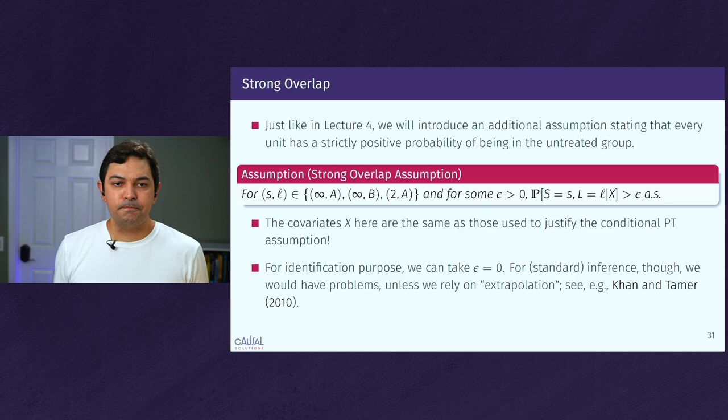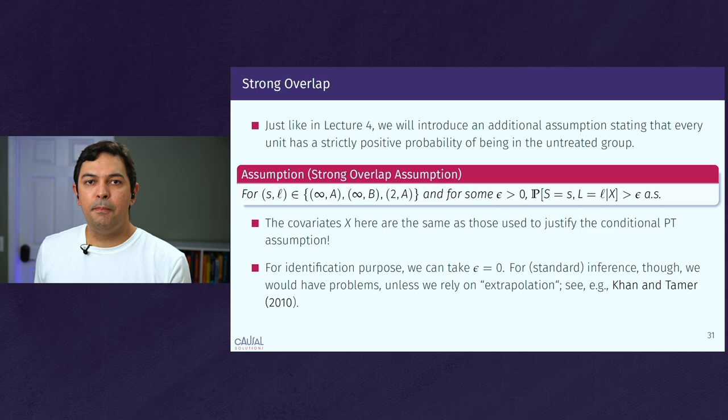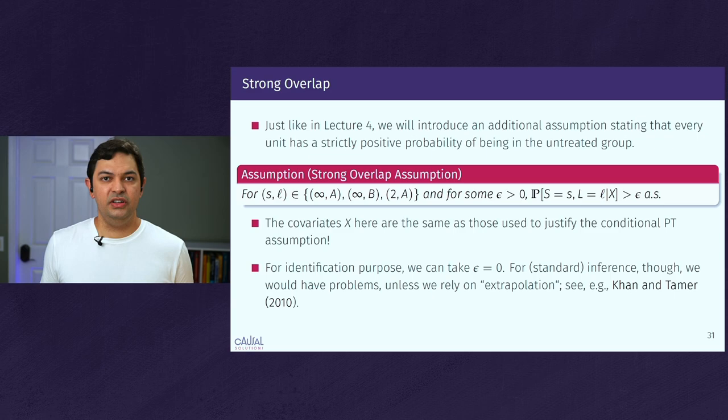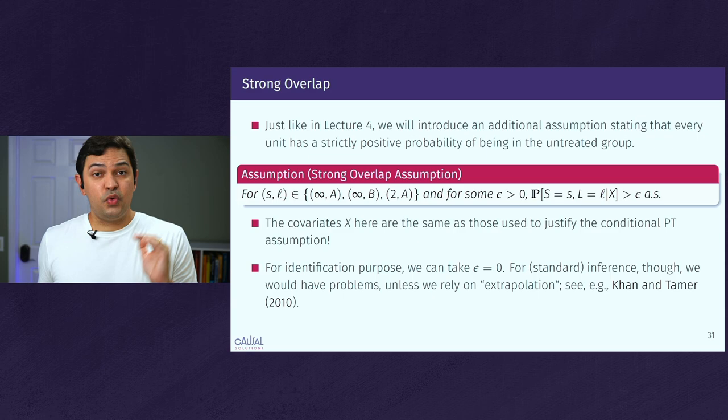Cool? Of course, once I have this conditional parallel trends, just like we did in lecture 4, we're going to have an overlap condition. Our overlap condition looks different now, because in order for you to be treated, you have to satisfy two criteria.